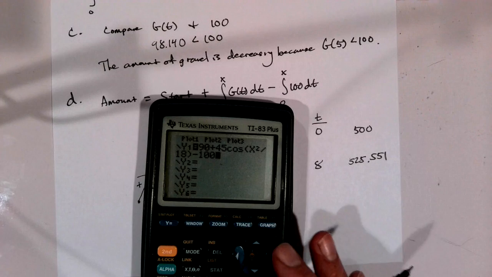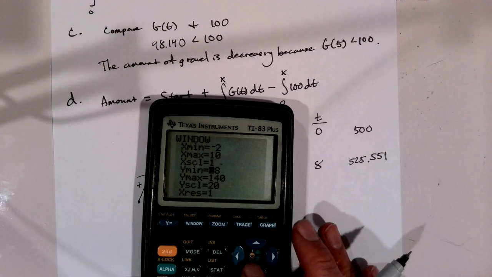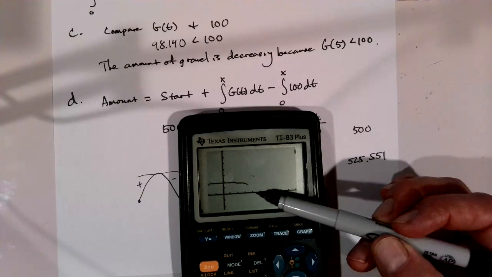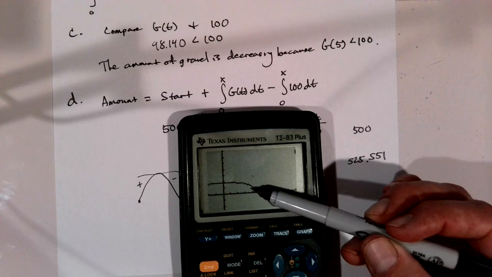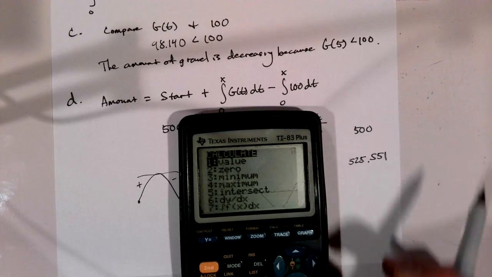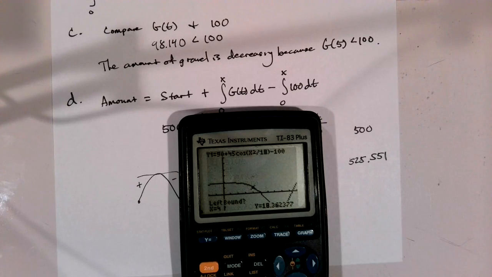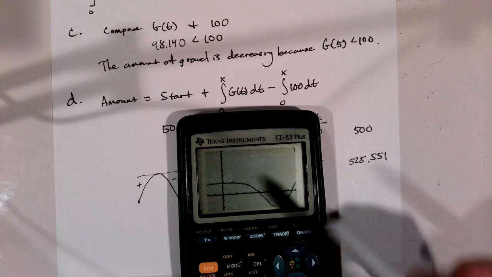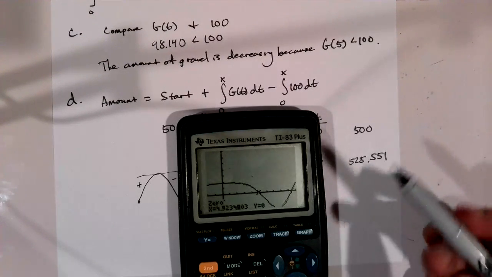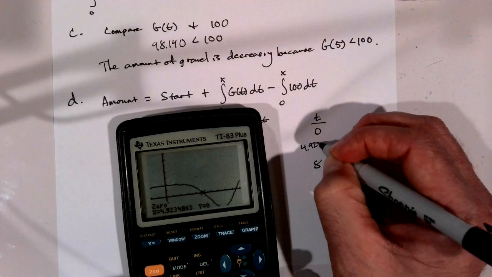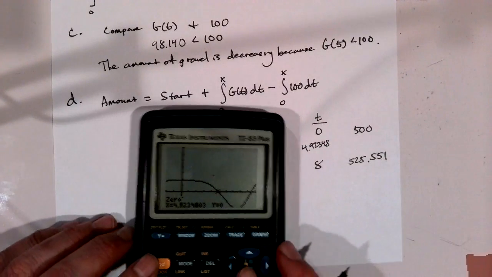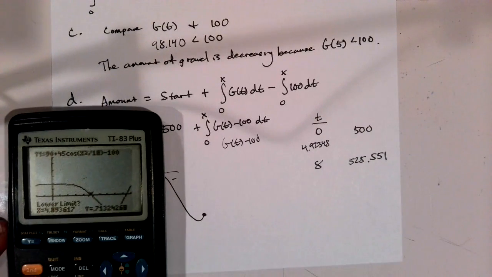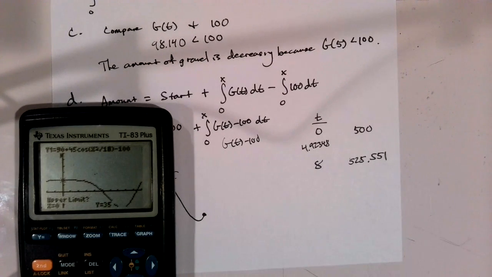Sorry about that. I'm just going to move my window so my Y min is a little bit lower, negative 50, so we can see it. As we look at this graph, we want to see where it crosses the x-axis. And it crosses right there. That's where it changes from positive to negative. So I'm going to second calculate that 0 value, enter, and enter, and it looks like it crosses at 4.92348.